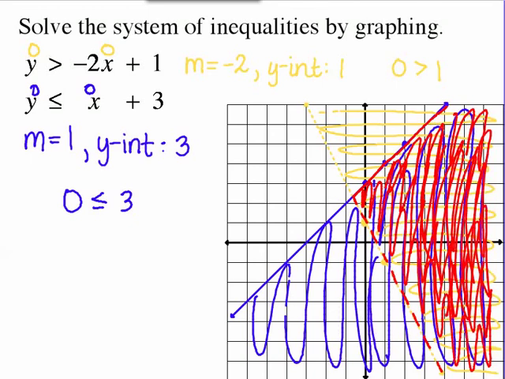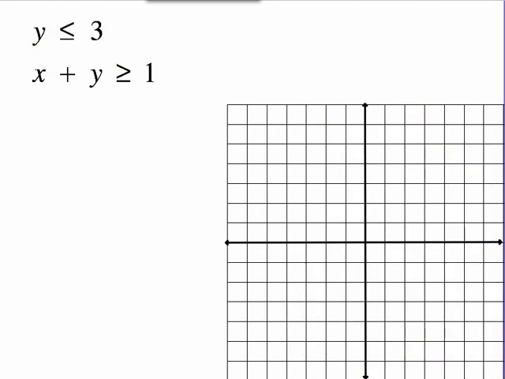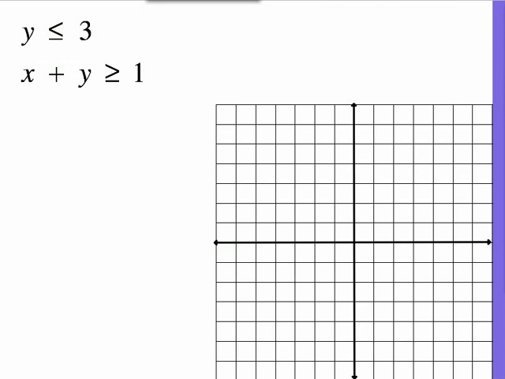All right, let's look at another one. Next one, y is less than or equal to 3. So I need to think about what type of line that is. It's a horizontal line. Remember, y is horizontal, x is vertical. So at y equals 3, we're going to want to do, once again, a solid line and a light color. Okay, so y equals 3.